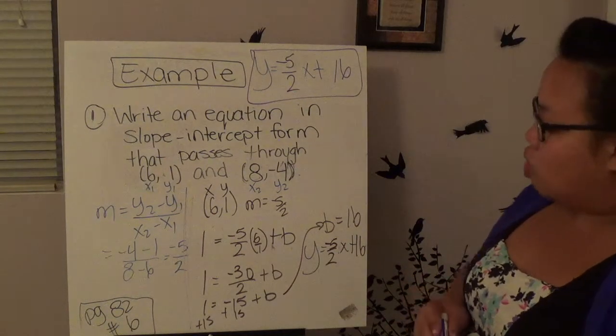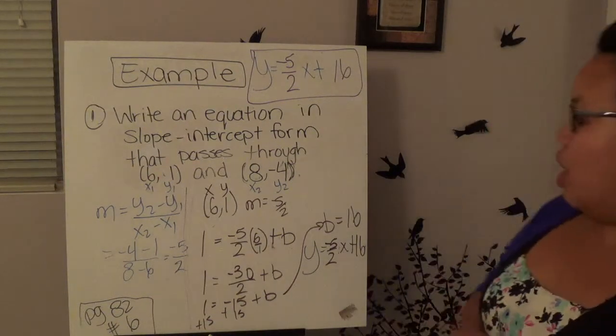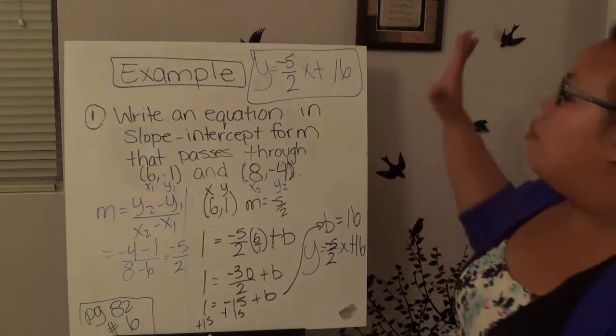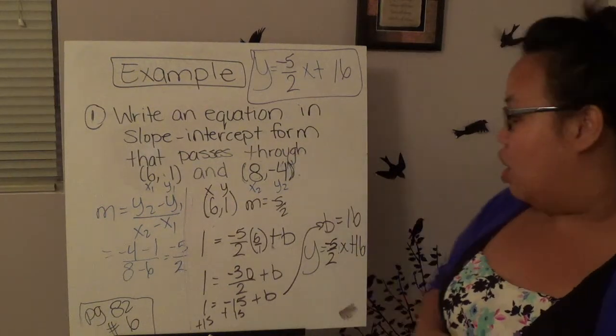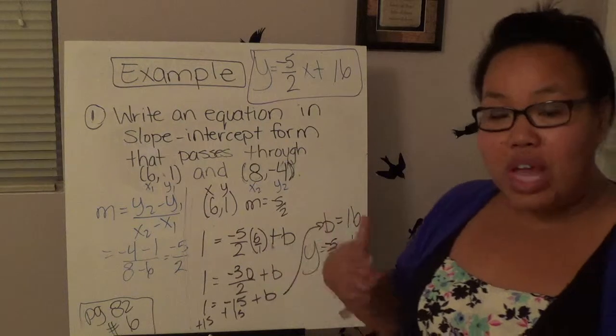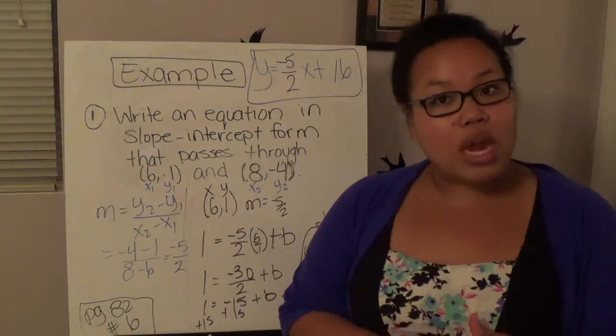So please make sure that you try page 82, number 6. It's the only problem for this lesson. But make sure that you show me all of your work, all the steps, so that I can see it. If you haven't done your vocabulary, go ahead and do so. And if you have any questions, go ahead and bring them in tomorrow, and I will see you then.